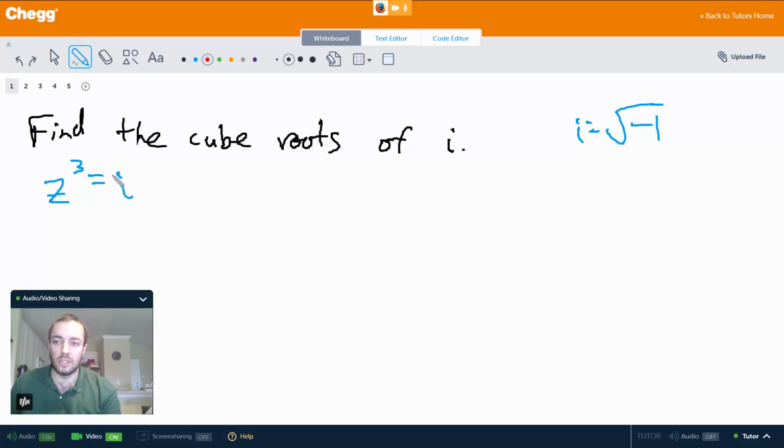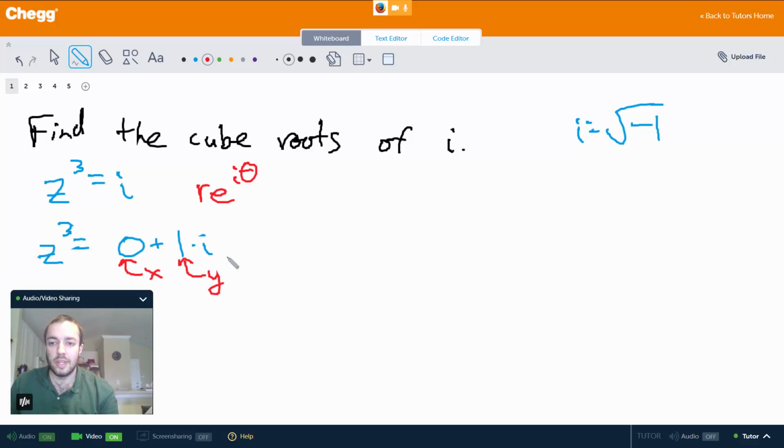Well, the very first thing that we do is take the right-hand side here and express it in polar form, re to the i theta. In order to find r and theta, we have to find the real and imaginary parts of this. So let's write this a little more explicitly as z cubed equals 0 plus 1 times i. That's just the same thing as i, but in a more expanded form. So that 0 is our x, and the 1 is our y. So x is 0 and y is 1. Now we can find r and theta from there.